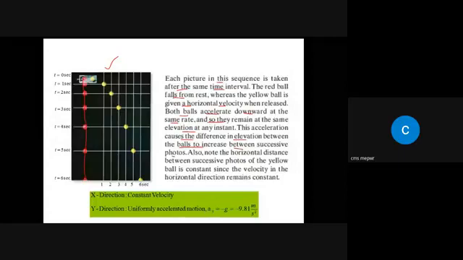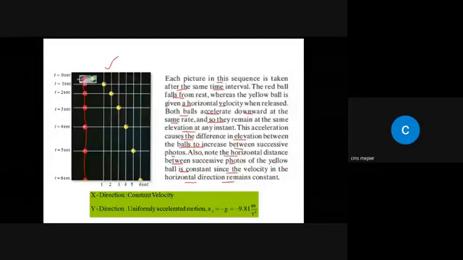Also note down the horizontal distance between successive photos of the yellow ball is constant, since the velocity in horizontal direction remains constant. इन सारी चीजों को कहने का मतलब ये है कि आपके पास जो acceleration है, the only force which is basically causing the motion, which is basically causing change in velocity, that is the acceleration due to gravity.